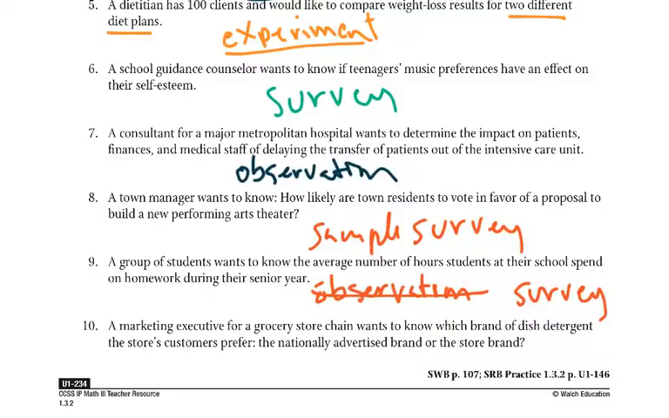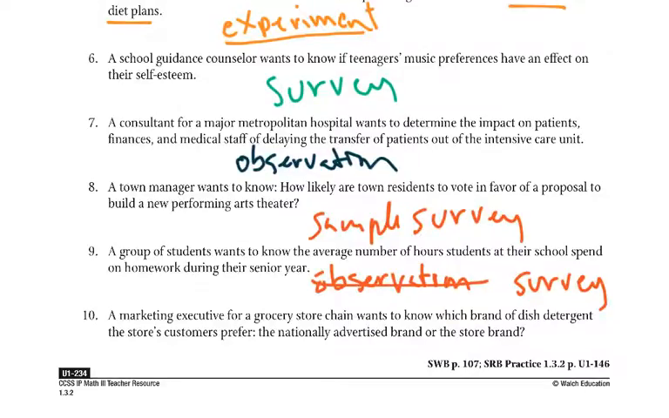A marketing executive for a grocery store chain wants to know which brand of dish detergent the store's customers prefer, the nationally advertised brand or the store brand. Well, since you're in the store chain, you can probably just gather all the data and look at records. How many do we have to buy? Which one do we have to buy more of? How many get sold? Because they're getting checked out, you're able to observe without messing things up which brand is bought more often, and you can use that. So an observation would be your best option there, to just observe how much is bought and when.